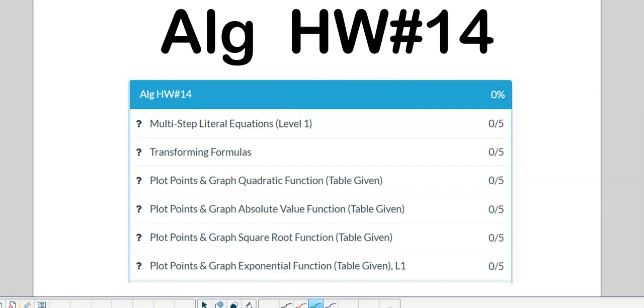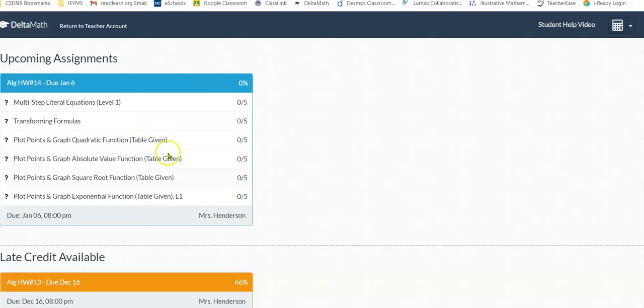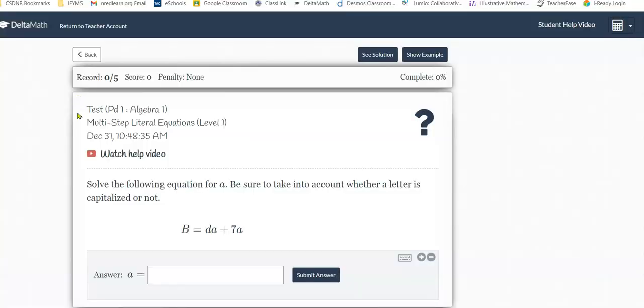All right, let's take a look at homework number 14, starting first with multi-step literal equations. In this topic, you will need to isolate the given variable or specified variable. So in this case, it asks us to solve the equation for a, and that means that a needs to be by itself, and the other letters need to be on the other side of the equal sign.